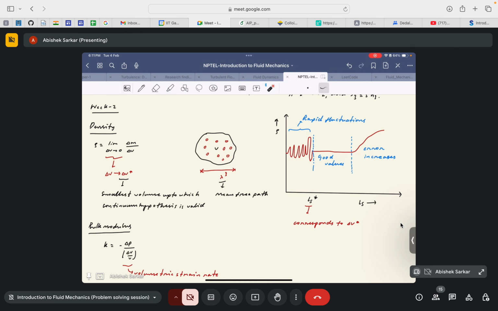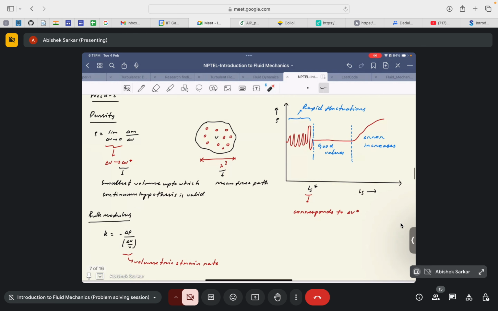Okay, and this gives us a taste of the application of the continuum hypothesis, because if the length scale is much smaller, then the continuum hypothesis becomes invalid. Basically, like if the length scale that we are choosing.